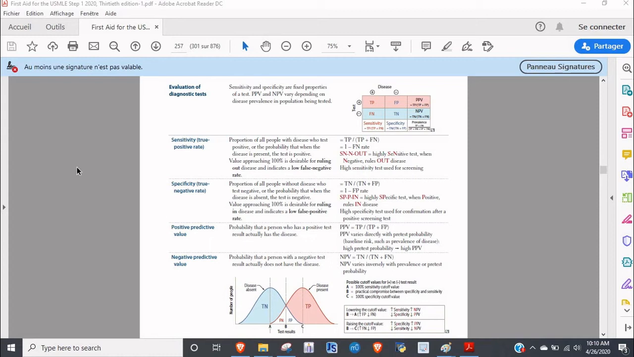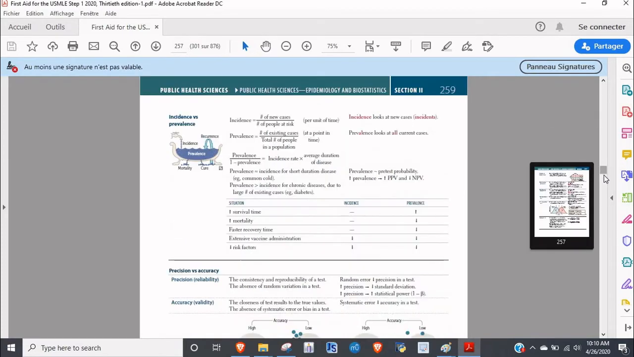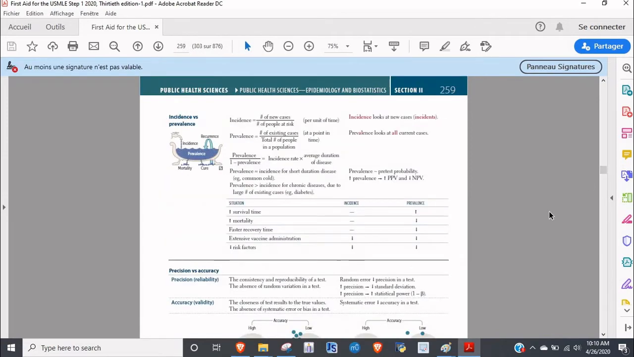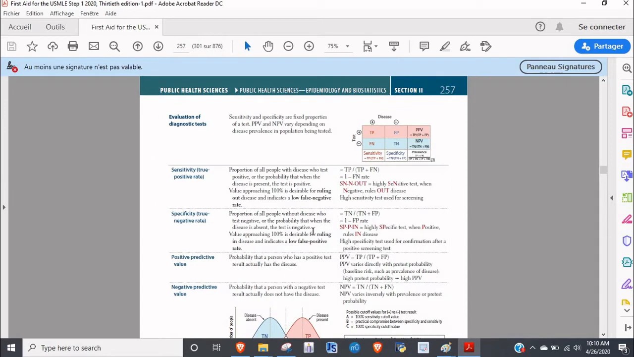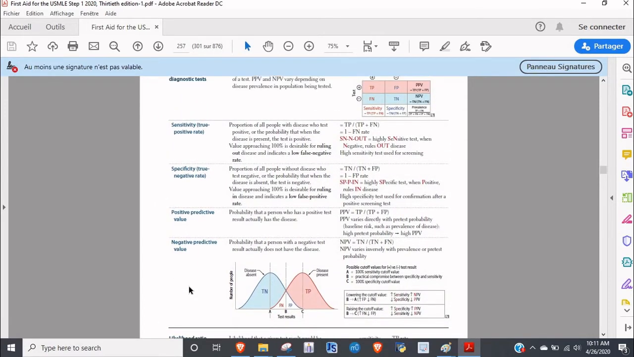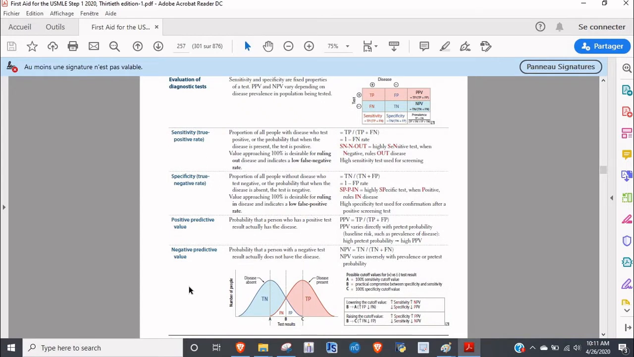Alright, so here we are with the tests, and they're organized in three different ways. The sensitivity, specificities, the predictive values, and then down here, the likelihood ratios. And the way to think about this, similar to the previous one with the phases, is that they each answer questions that the other ones don't.